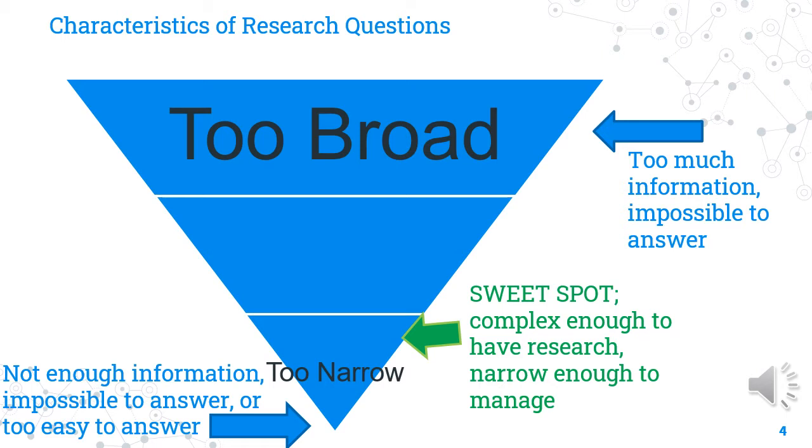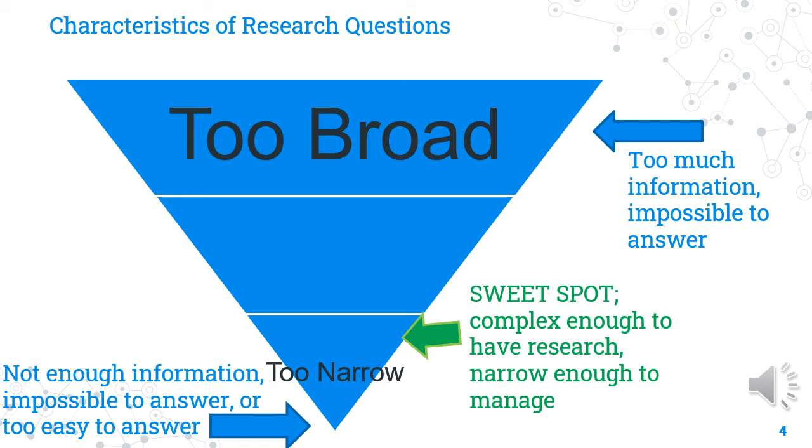At the apex of the pyramid, near the bottom, you'll find questions that are far too narrow, meaning there's not enough information available to answer the question. The question may be impossible to answer, or it may just be too easy to answer.